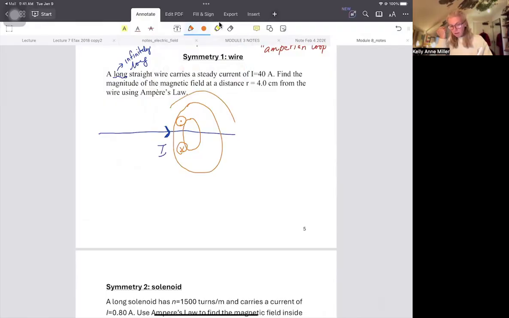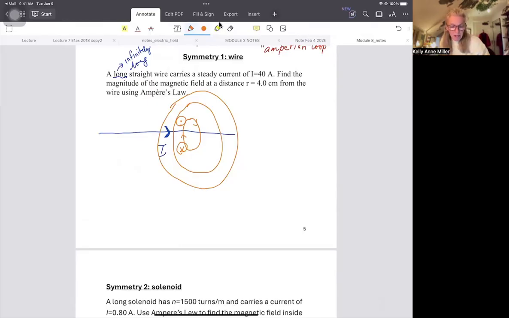Okay, all right, it doesn't look great, but you get what I mean. So out of the page above the wire, into the page below the wire. Okay. And I'm interested in knowing the B field a specific distance away from the wire at 4 centimeters.